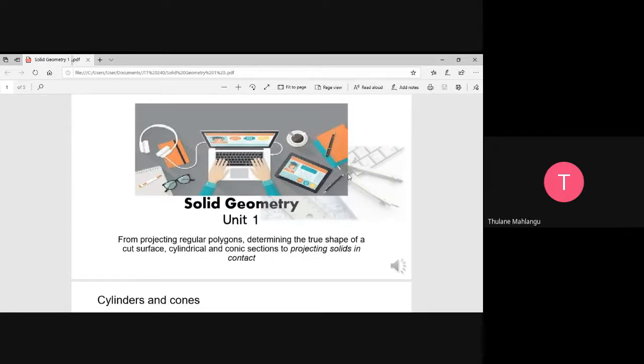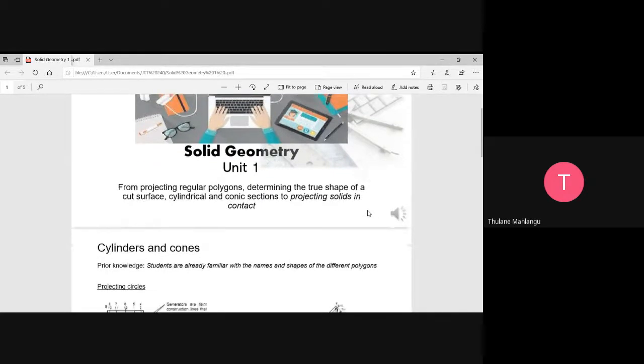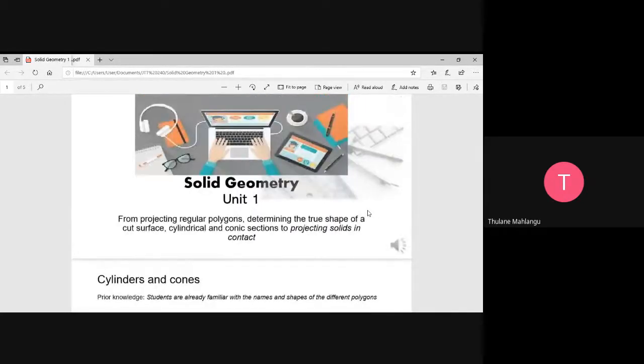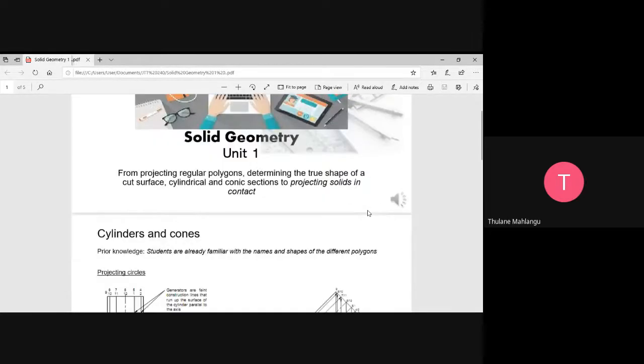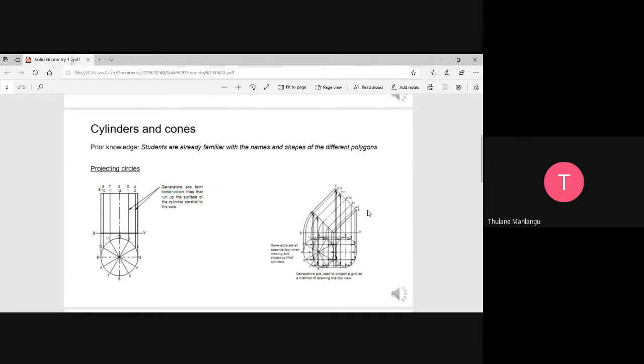Last year, we did solid geometry, but I'm not sure if we did, no, we didn't. We didn't get into the cylindrical and conic sections, so we didn't do cylinders and cones. Am I right, guys? So in this session, I want us to focus specifically on cylinders and cones.